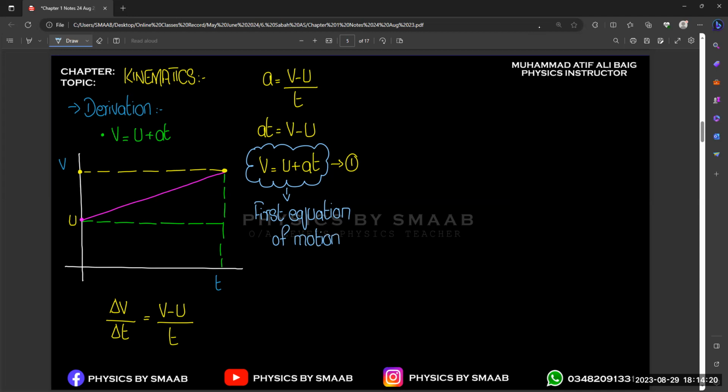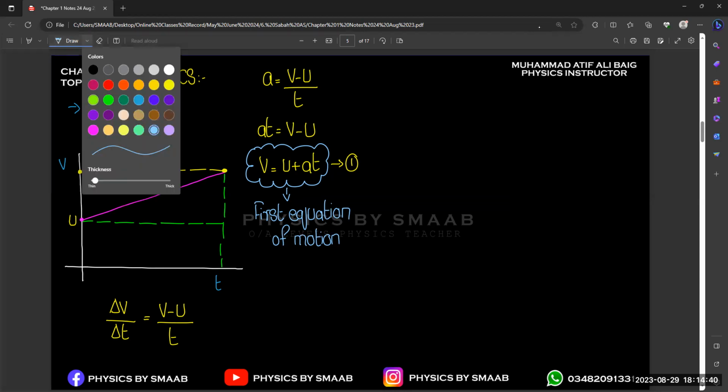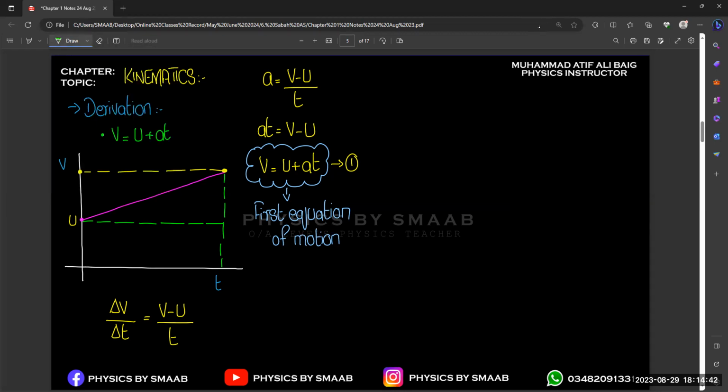Because if someone asks you to find out the distance from the same figure, you know that you can easily find it out with reference to the area under the curve, right? And in the first equation we do not have any value of distance. So if we need to find the distance, we also need to derive another equation for the distance.